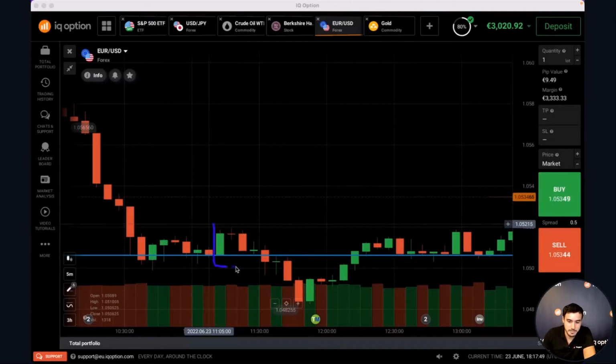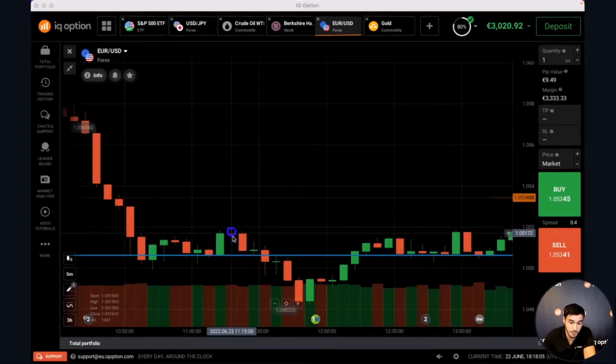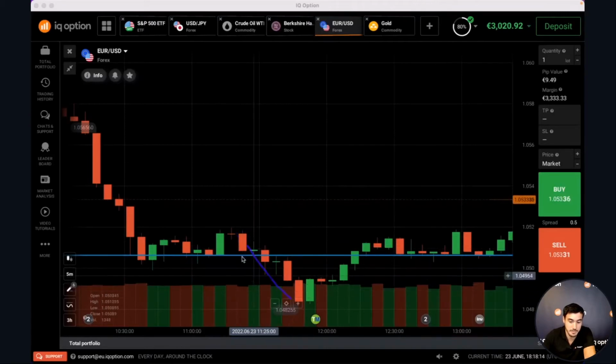What about this one? Better, right? According to what we have seen in the theory, this looks like a beautiful evening star. See my green, see my indecision and red, and see the next red one, and see what happened next. My stop loss here never triggered. Beautiful.